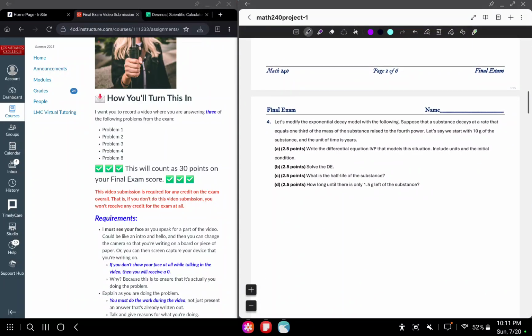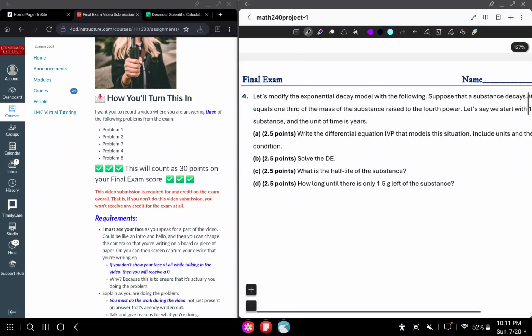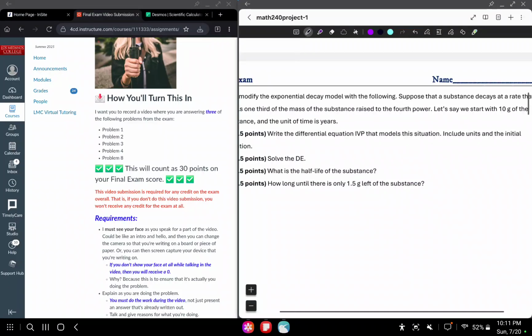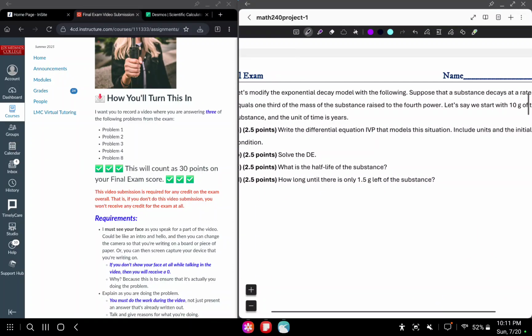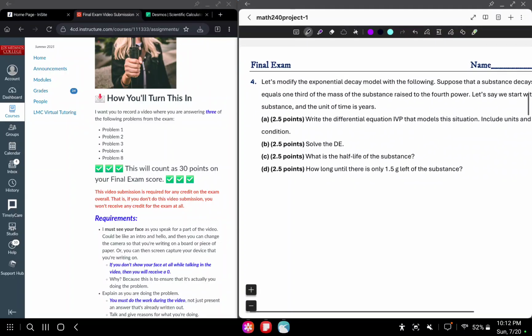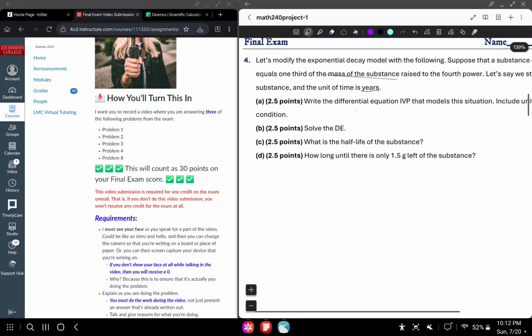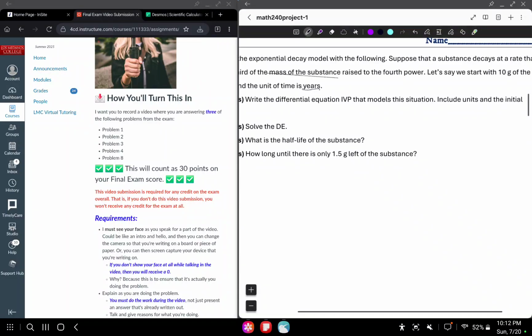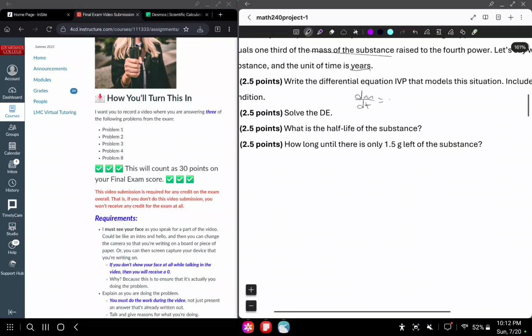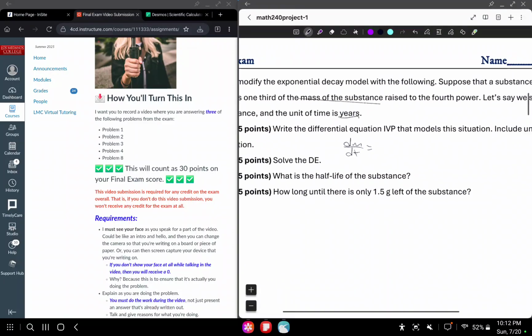Separation of variables. Let's do this one first. Modified exponential decay model at the rate of 1/3 mass raised to the 4th power, so 10 grams of substance, with units in years and mass. So mass is a function of time, A would be dm dt equals 1/3 mass to the fourth power.